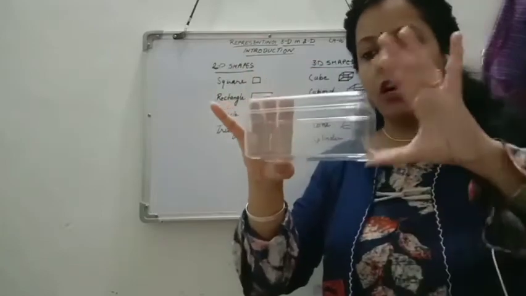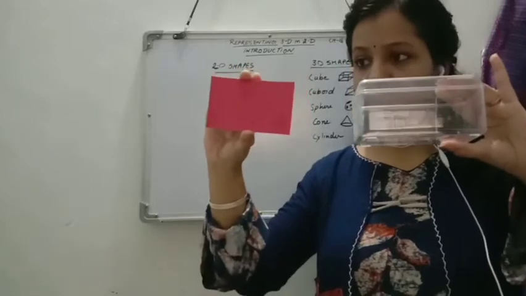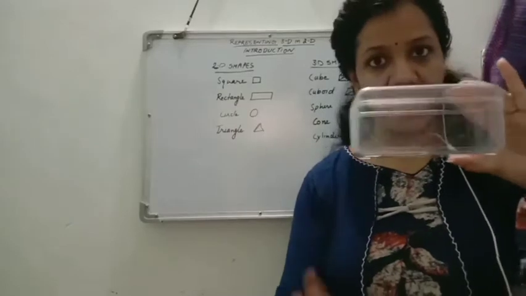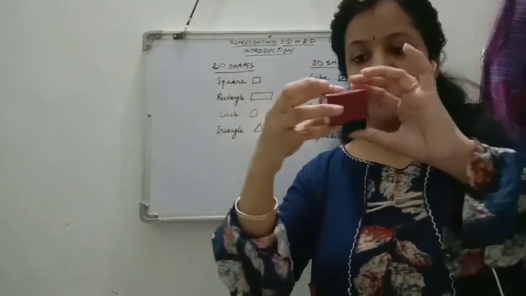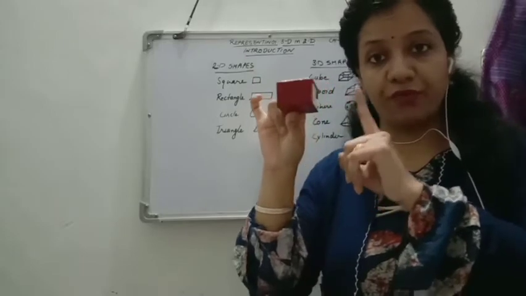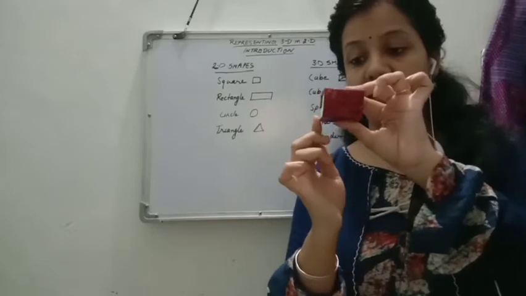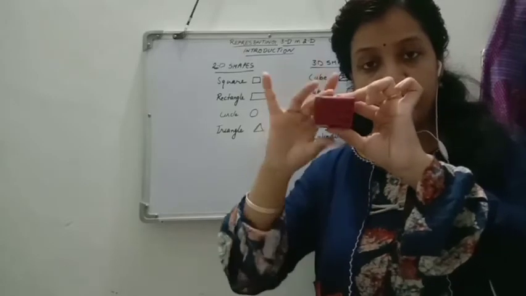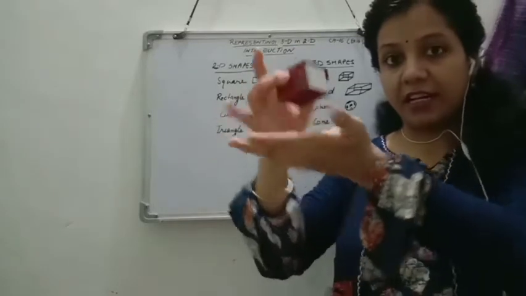So a figure which has two sides is called a 2D shape. A figure which has three sides is called a 3D shape. So this is a cuboid. Like that, I take this box. What is the shape of this box? It's a cube. It also has three sides: length, breadth and height. Clear? That's why it is called a cube and it occupies some space also.